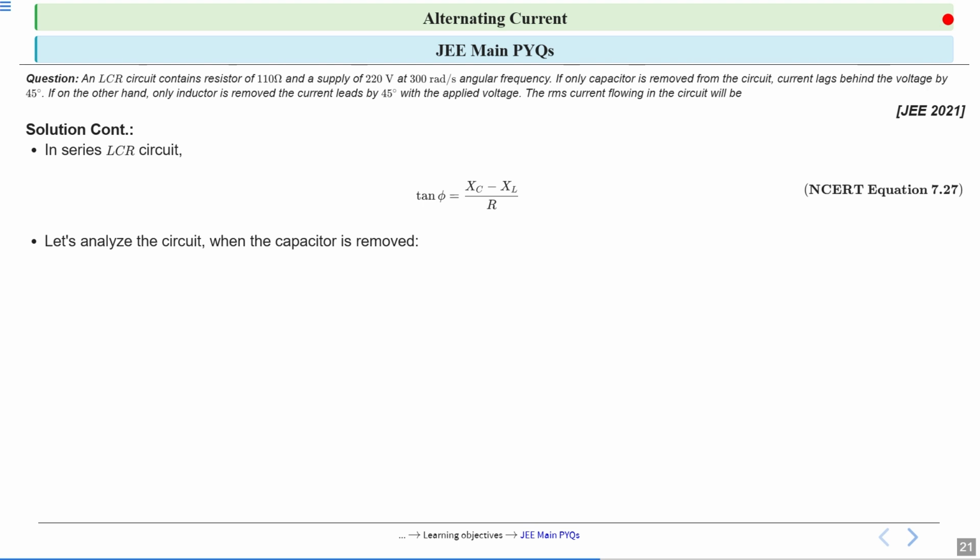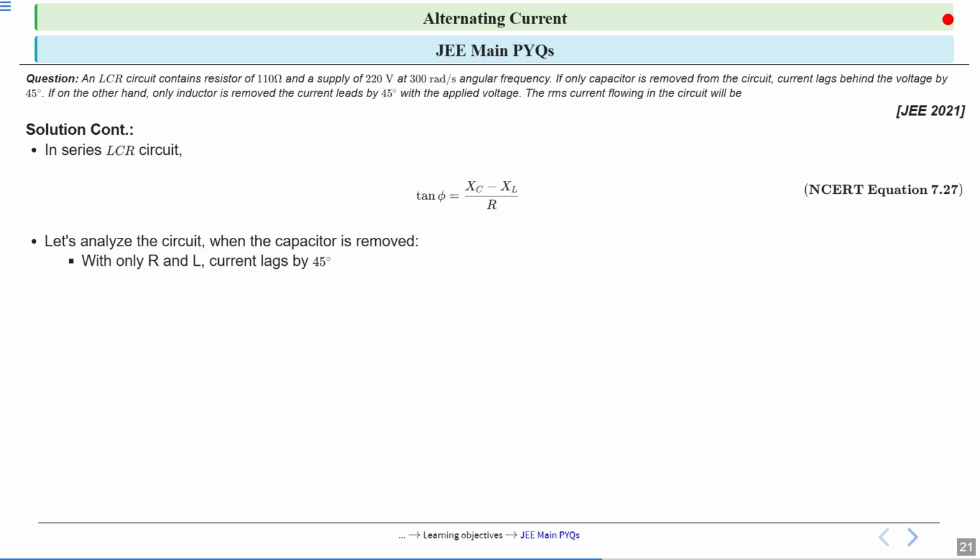Now when we remove the capacitor, XC becomes equal to 0, and tan phi is equal to minus XL upon R. But we are only taking the positive phase difference, meaning magnitude, not considering the negative sign here. So tan phi will be equal to positive XL upon R, if XC becomes 0 when the capacitor is removed.